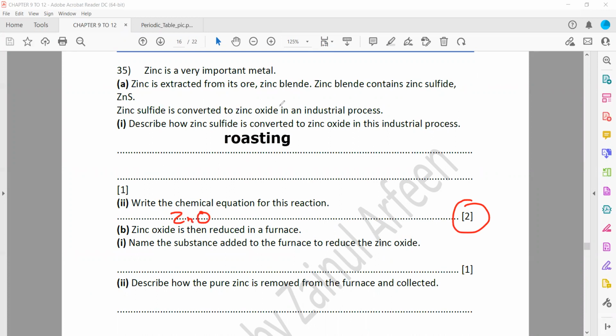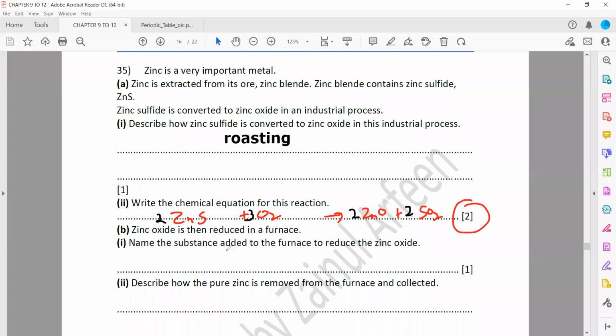So zinc sulfide is there. The zinc blende, zinc sulfide, reacts with oxygen. As a result, what is produced? It produces zinc oxide plus sulfur dioxide. Then we write the balanced equation. So this is 2, 2, this one is 3, and this one is 2.